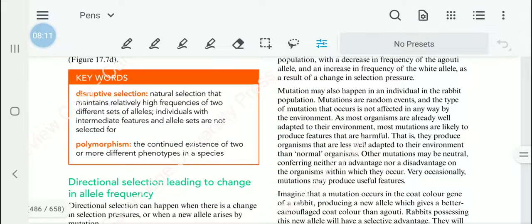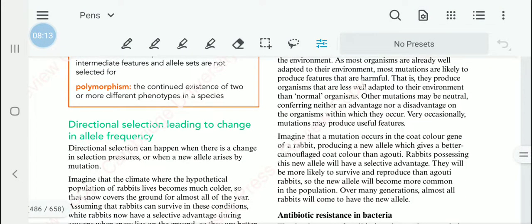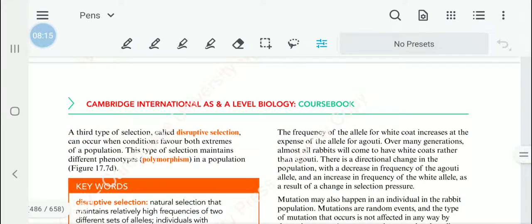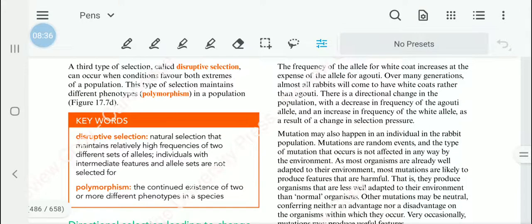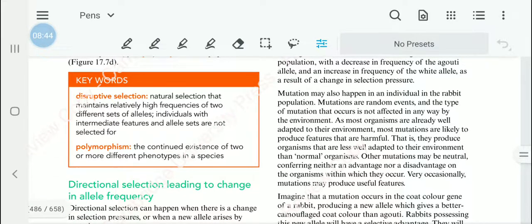Underneath that, which results in different phenotypes, polymorphism, to have a distinctive advantage over organisms with the middle or the mean qualities.